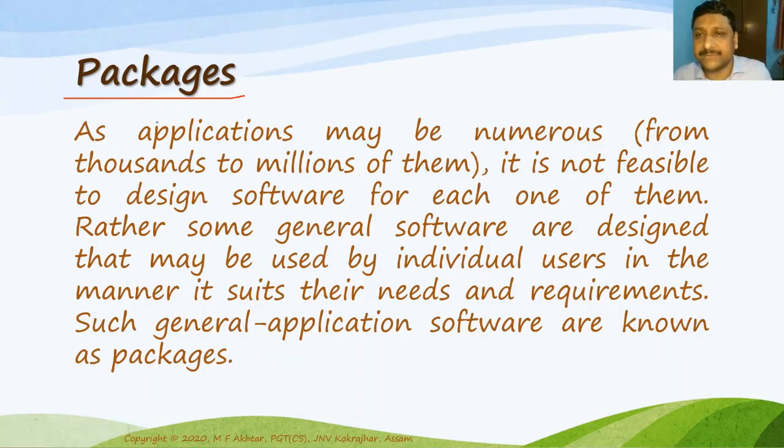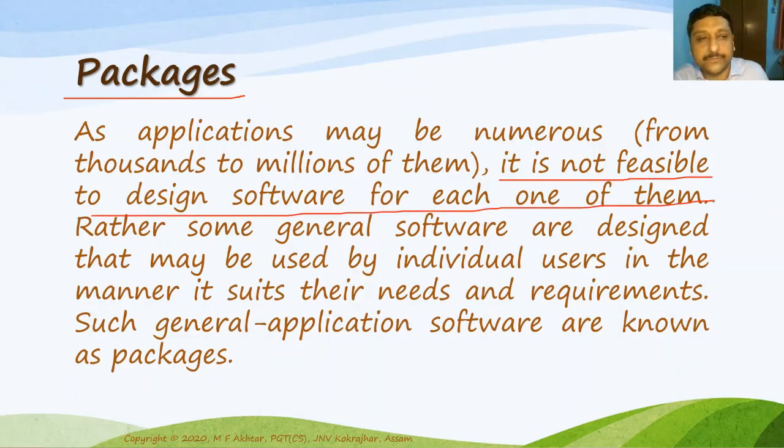See their definition. As applications may be numerous, from thousands to millions of them, as we know that computers can do millions of works, thousands of works, it is not feasible to design software for each one of them. Rather, some general software are designed that may be used by individual users in the manner that suits their needs and requirements. It is not possible to make software for each and every purpose. So what we have to do? A general software is developed or designed.